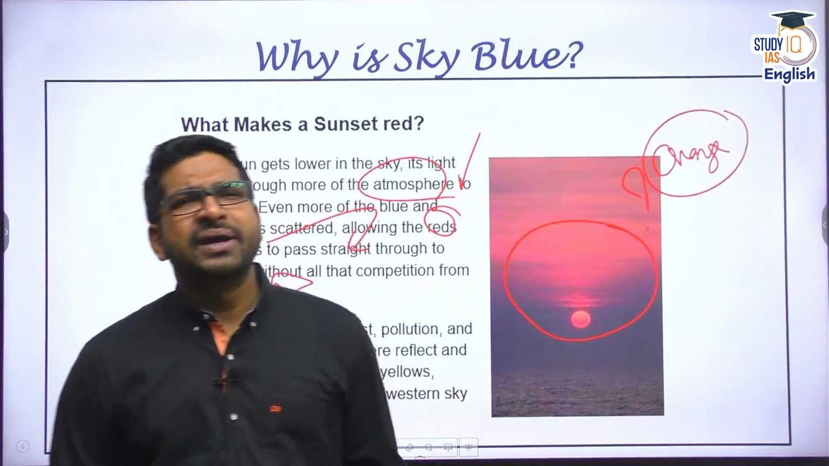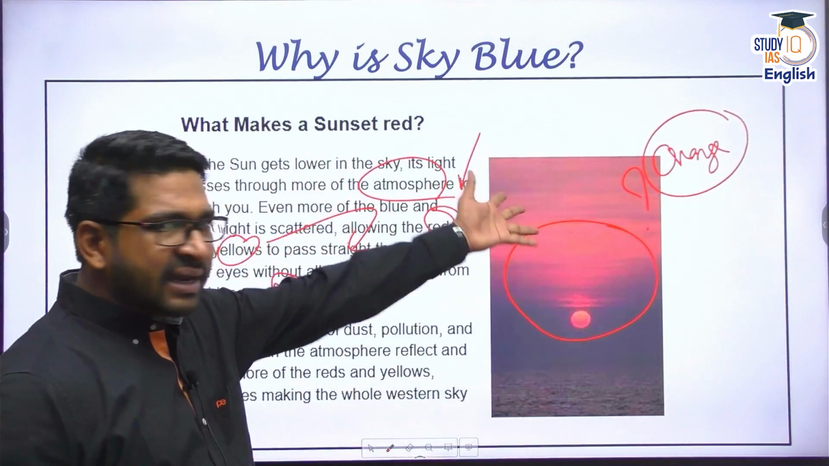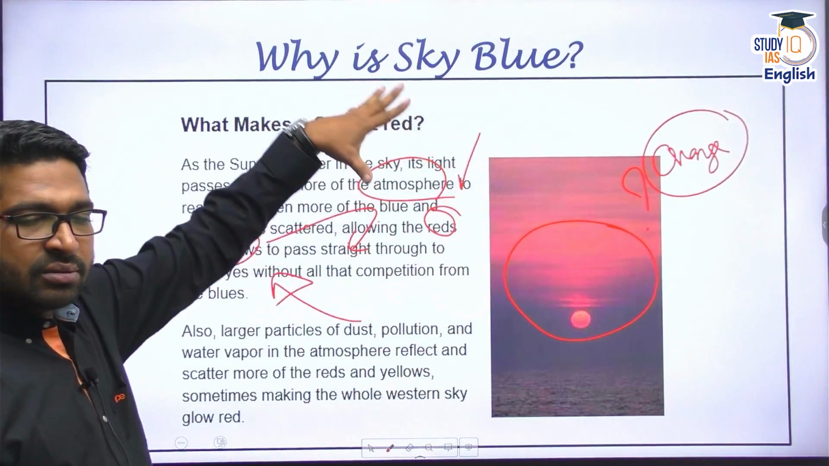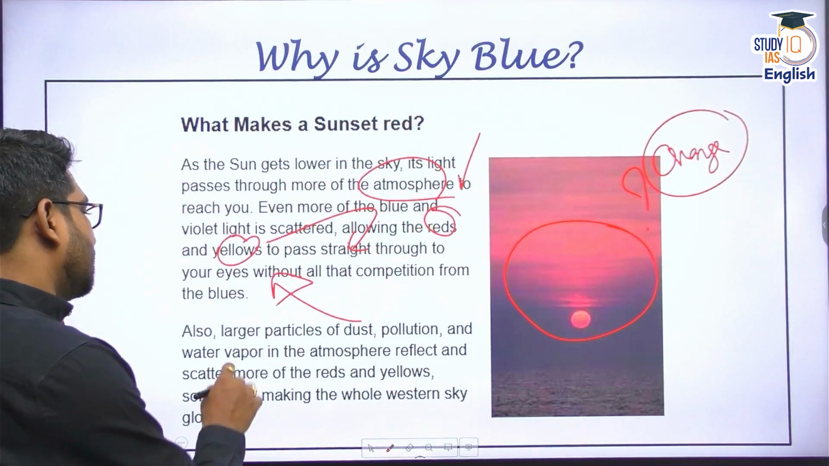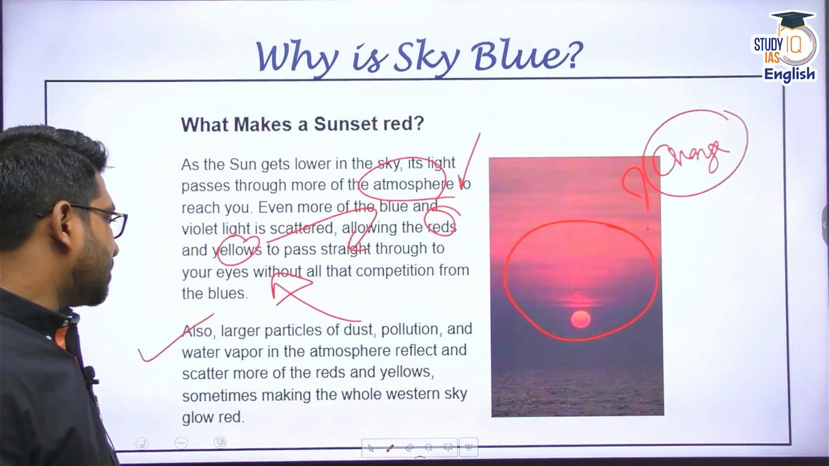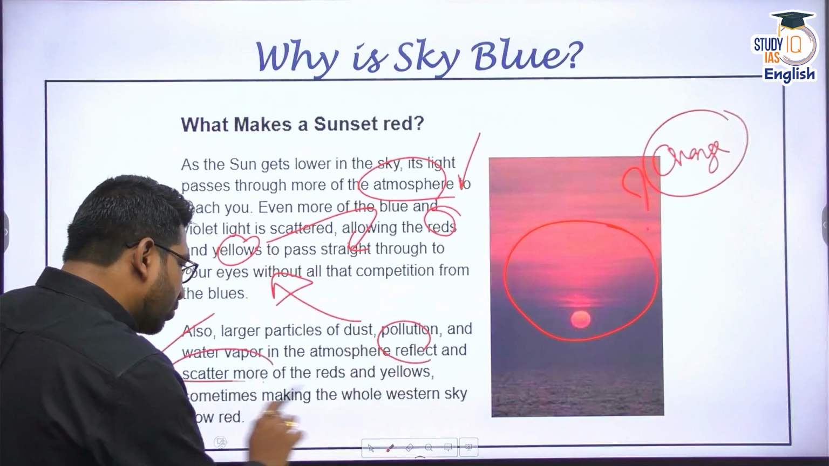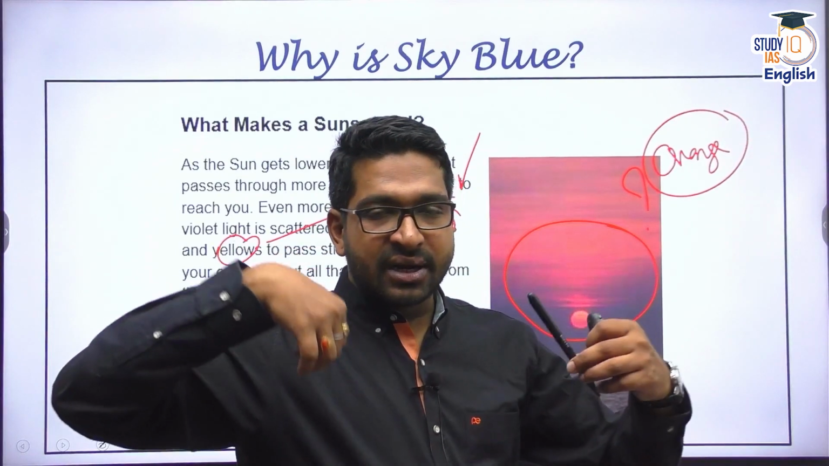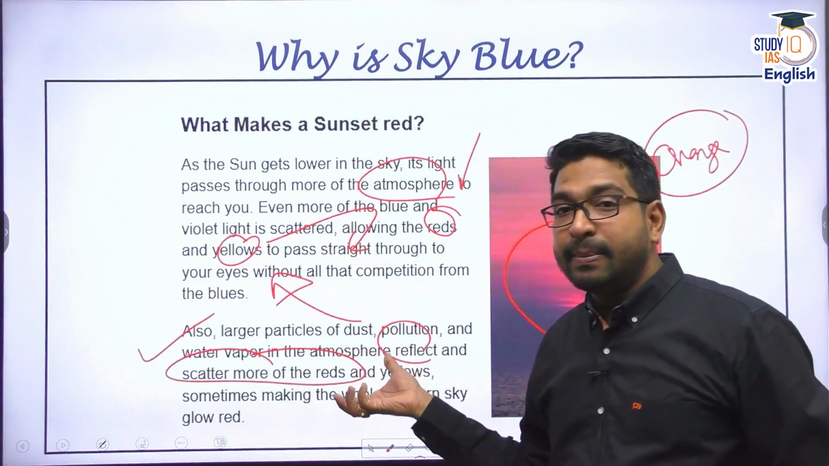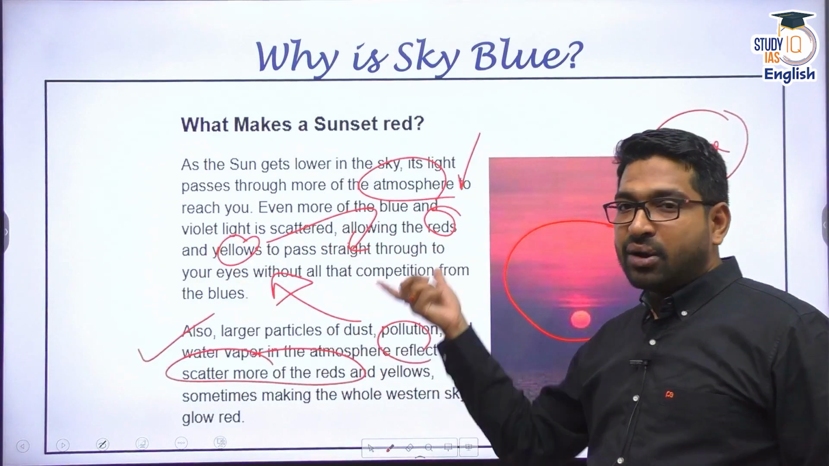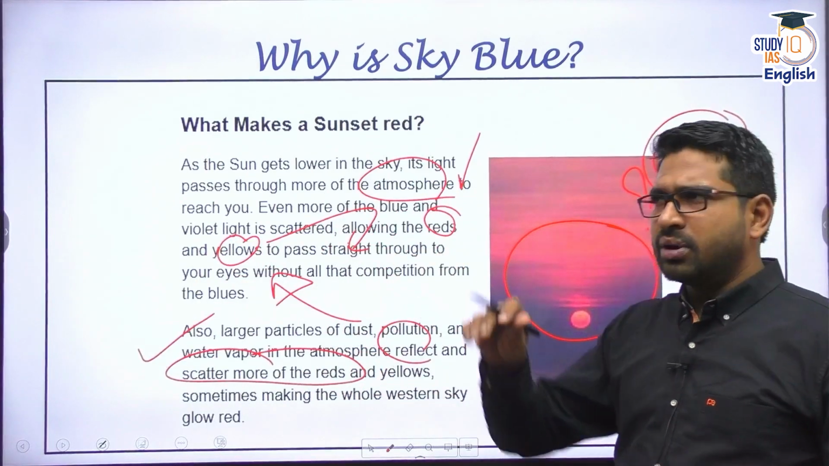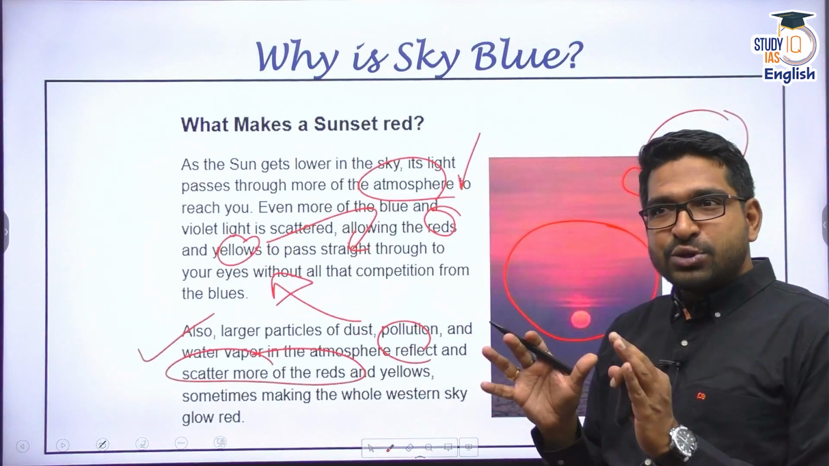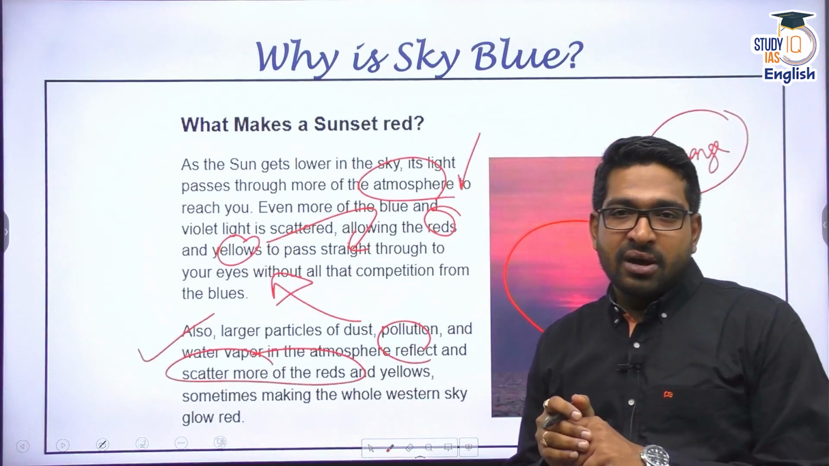Is the sky turning red? Is the sky turning orange? No, it's only because of the interaction of light with dust, water molecules, different pollution, right? So larger particles of dust, pollution, and water vapor in the atmosphere reflect more and more of red and yellow, because now the blue light has already scattered more, so I cannot see blue. The scattering of red and orange is more visible during the morning, and especially during the evening. That's why we see the sun appears reddish, and the sky also appears reddish or orange.